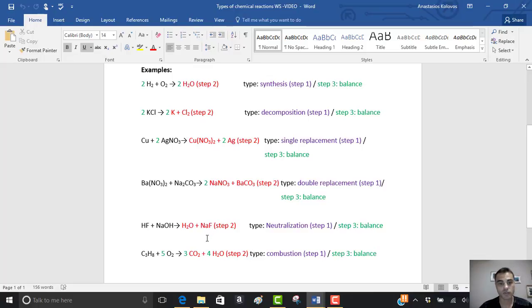In this case, the reaction is balanced because you have 2 hydrogens, and 2 hydrogens, 1 oxygen, 1 oxygen, 1 sodium, 1 sodium, 1 fluorine, 1 fluorine. So it's already balanced. You do not need to balance this one.